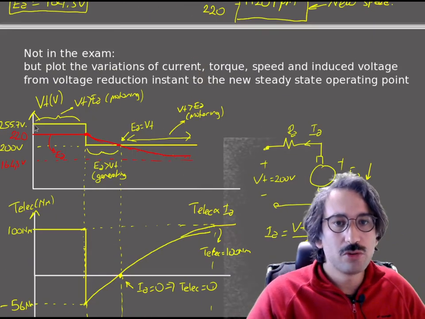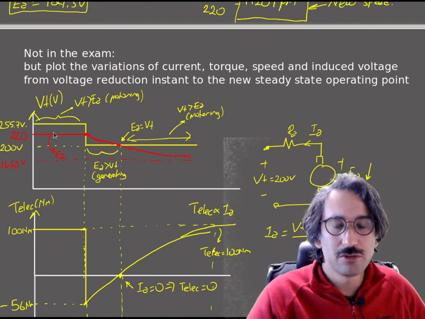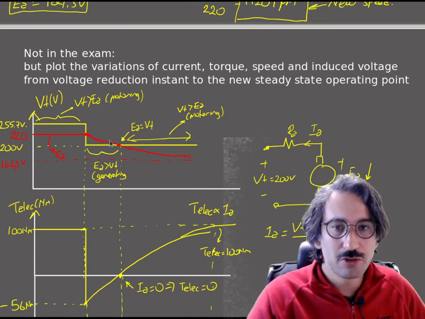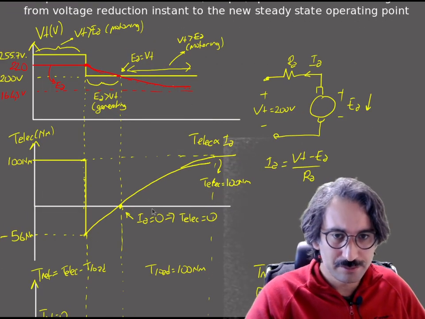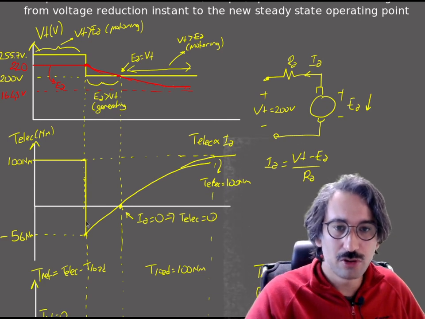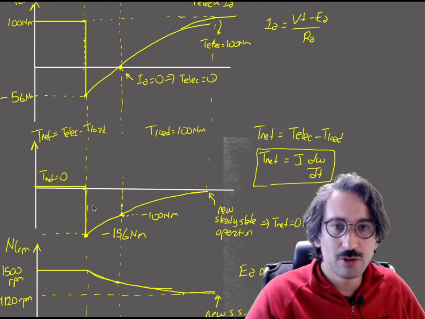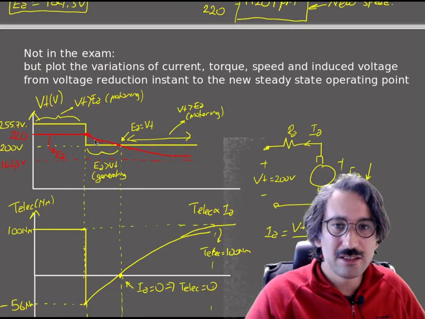Right. So just to summarize what happened: our motor was running happily, we were applying 255 volts, then we suddenly dropped the terminal voltage to 200 volts, so for a short amount of time it will get into the generating mode, and while it is in the generating mode, it produces negative torque, and on top of the mechanical torque, we will have a large negative torque. Negative torque means deceleration, and our motor starts decelerating. At one point EA touched the 200 volts.